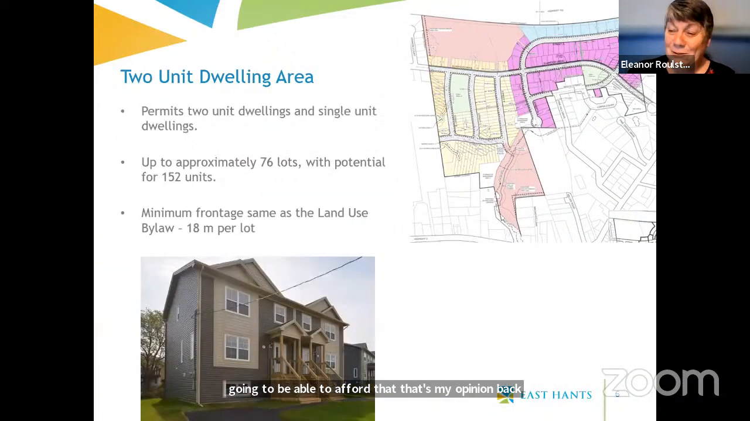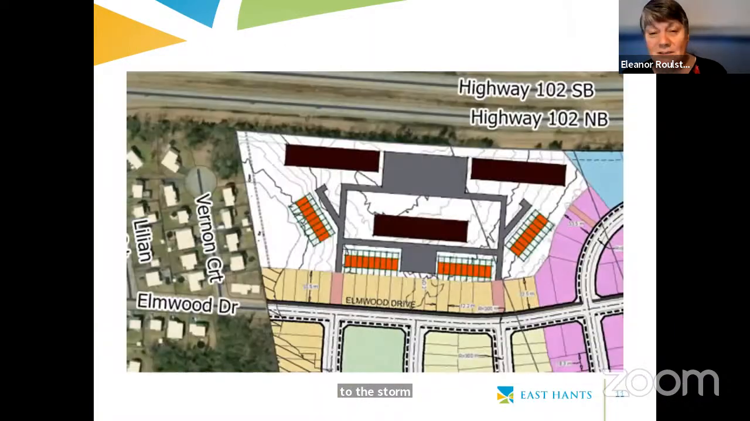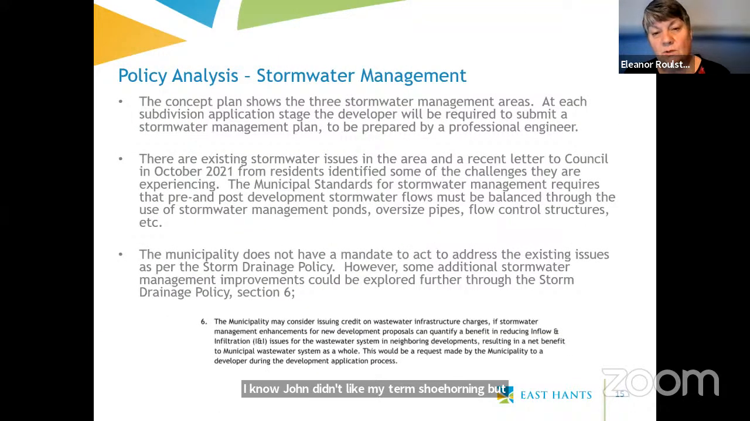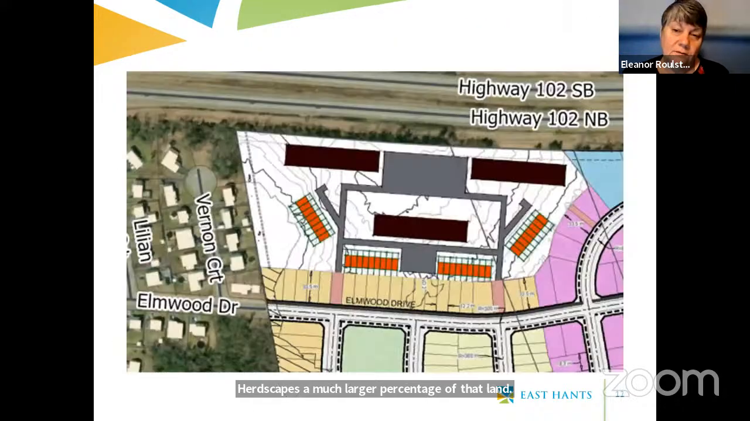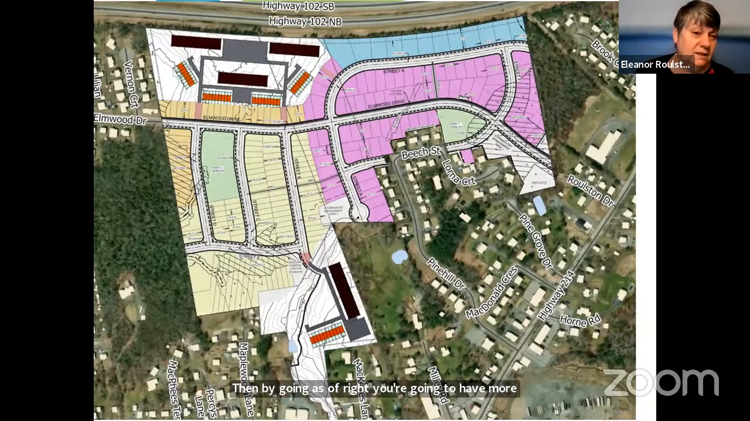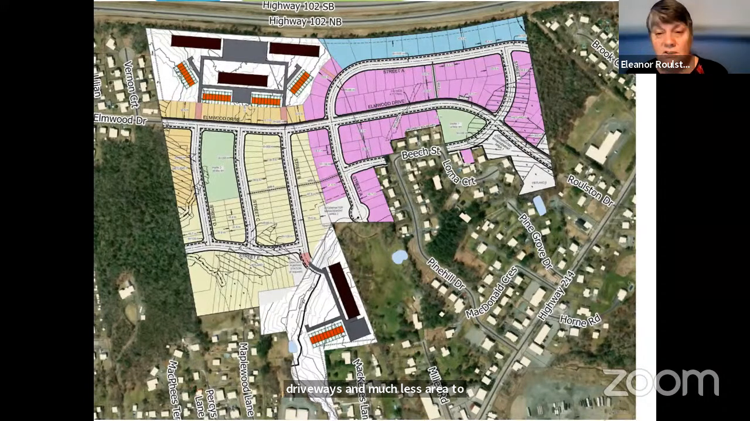Back to the stormwater. I know John didn't like my term shoehorning, but designing as many of those little narrow homes into that land as possible hardscapes a much larger percentage of that land than by going as of right. You're going to have more runoff off of roofs. You're going to have more paved driveways and much less area to mitigate the water in. Can an engineer design something to do it? I have no doubt in my mind that probably they can and they will.